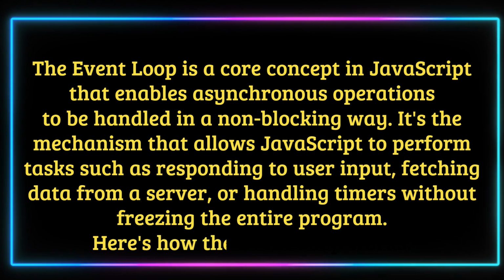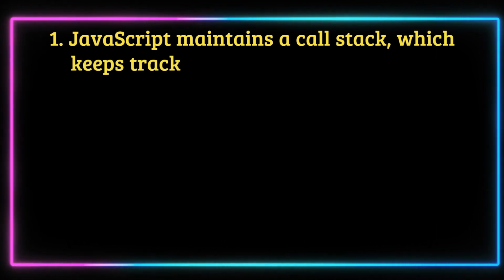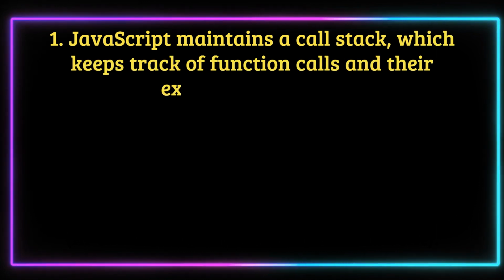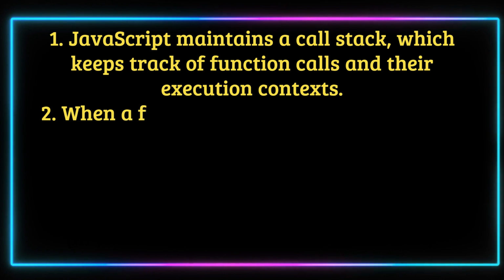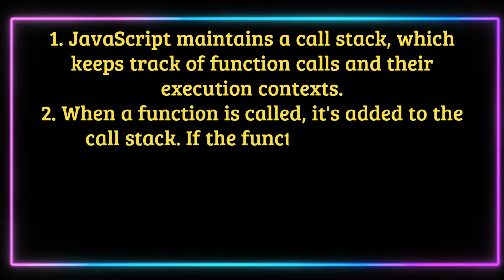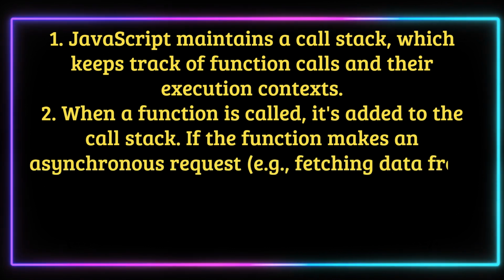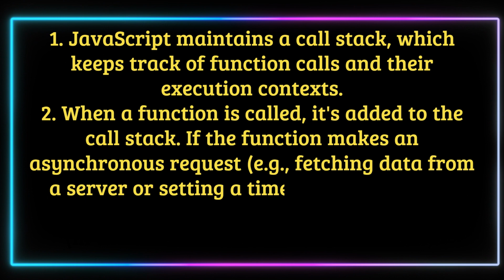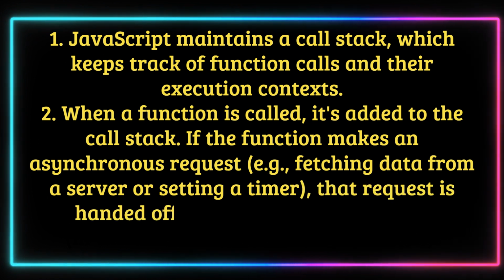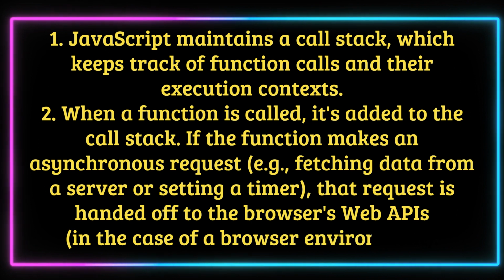Here's how the event loop works. 1. JavaScript maintains a call stack, which keeps track of function calls and their execution contexts. 2. When a function is called, it's added to the call stack. If the function makes an asynchronous request, for example fetching data from a server or setting a timer, that request is handed off to the browser's web APIs, in the case of a browser environment.